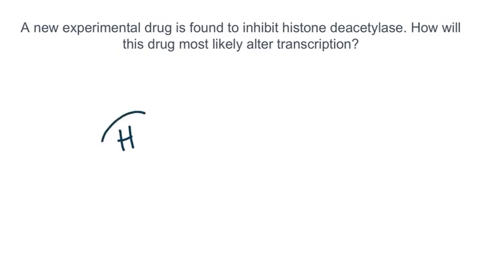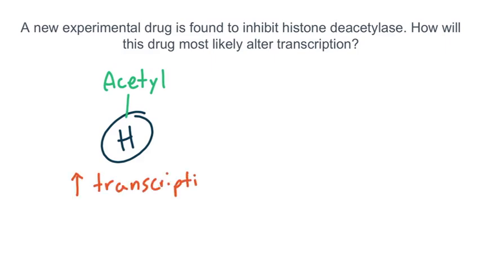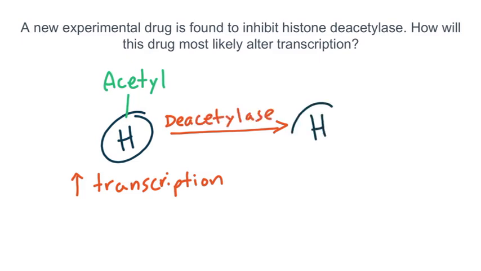This will represent a histone, and in this case, let's say this histone has an acetyl group. So as we just discussed, when histones are acetylated, this usually activates DNA transcription, so increased transcription. The enzyme deacetylase removes acetyl groups on histones. So if the histone is deacetylated, then transcription will be decreased, so decreased transcription.